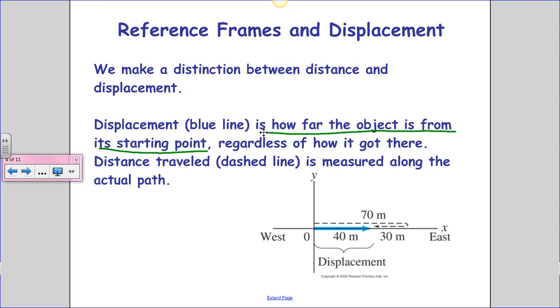So somebody walked from here and went and walked and then turned around and stopped right here. And that total distance is 70 meters. However, their starting point was here and their ending point was here. So their overall displacement was only 40 meters.